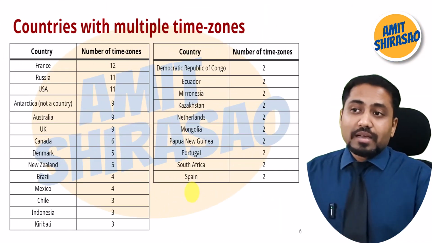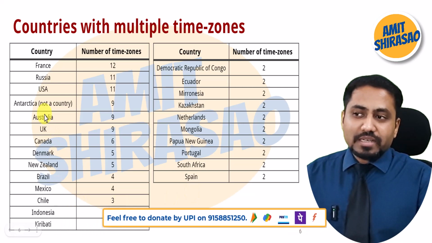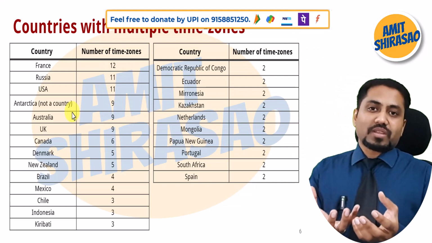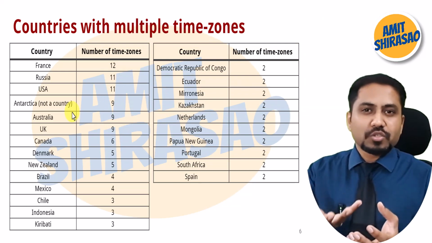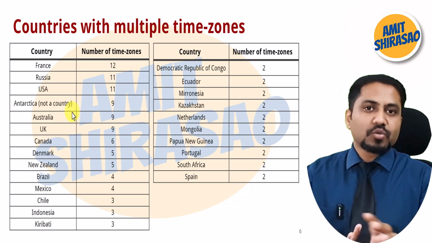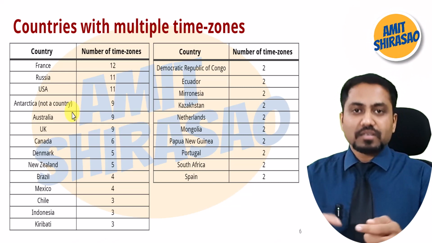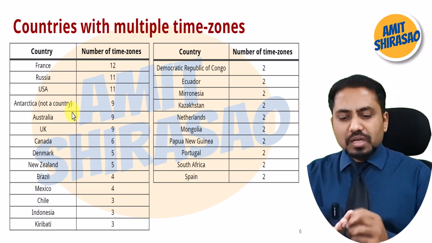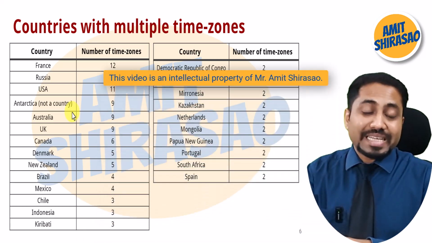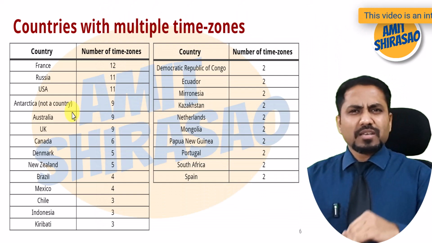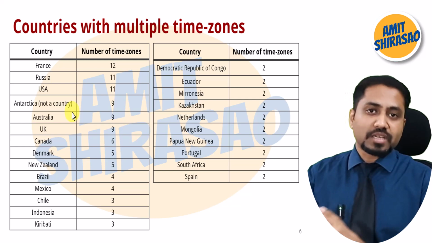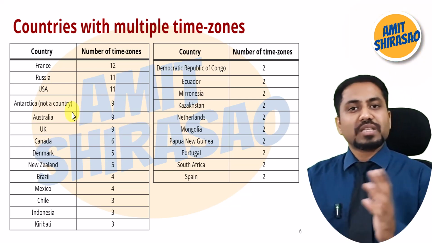Let's go ahead. Countries with multiple time zones. Here you will even see Antarctica. Antarctica is not a country. It is a common resource of the entire humankind. Okay, what is humankind? Nowadays people don't say mankind, people say humankind, so that there is gender equality. So the entire humankind owns the continent of Antarctica. Similarly, if there is colonization of the moon in the future, then the moon will be owned by the entire humankind. Mars will be owned by the entire humankind.